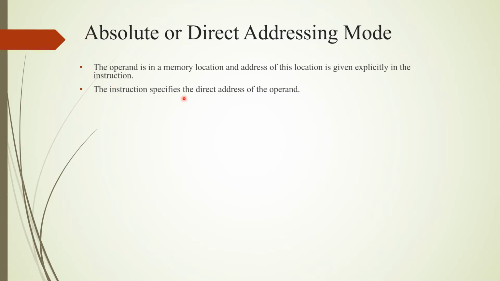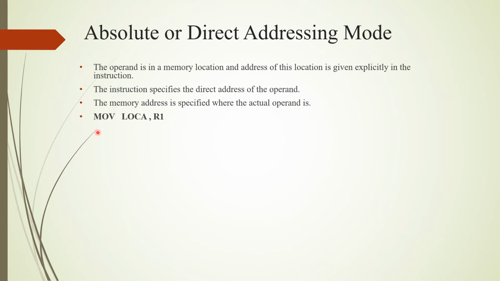The instruction specifies the direct address of the operand. So in the instruction, the direct address of the memory location where actually the data is present is specified. That's why it is called direct addressing mode. The memory address is specified where actually our operand has been stored.